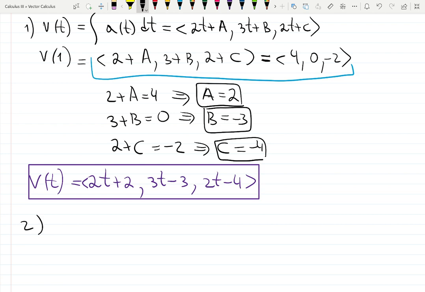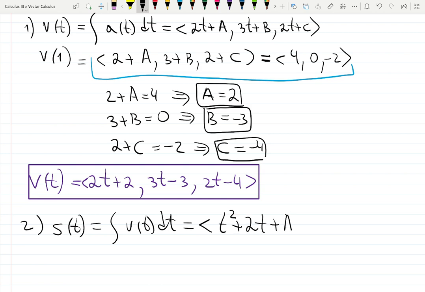So S of t will be the integral of v of t dt. Unfortunately, the integral becomes harder. Well, not the integral, the result. 2t plus 2 gives you t squared over 2, so it's just t squared, plus 2t plus a. You can call them new variables like a1, b1, c1, but since you already solved before, you actually can name them a, b, and c. That's okay.